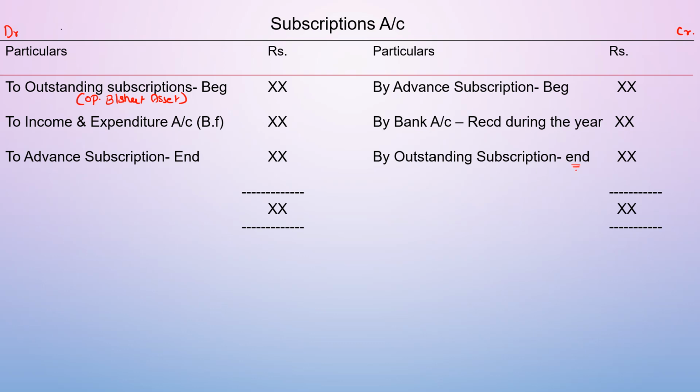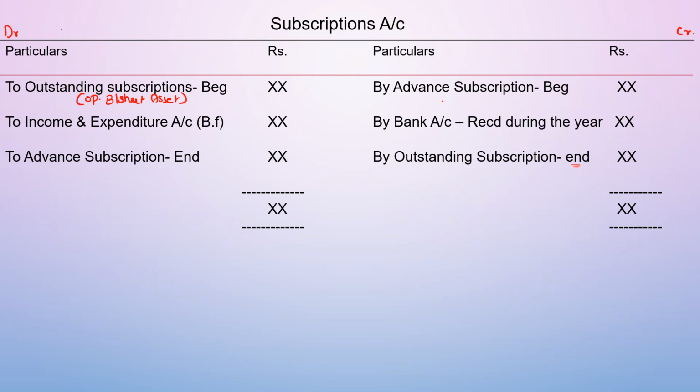So it is an asset at the end of the year. So that also has a debit balance. So when you take it to the next year, it comes on the debit side, and you see it's a debit balance. So opening outstanding is on the debit side. You write to outstanding subscription at the beginning, and the outstanding subscription at the end would be written on the credit side as by outstanding subscription at the end. You write these two amounts.